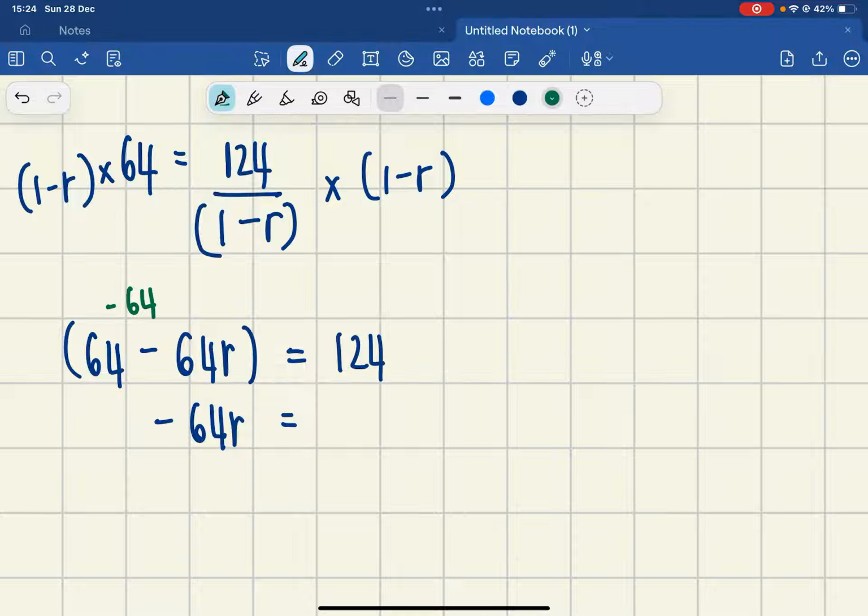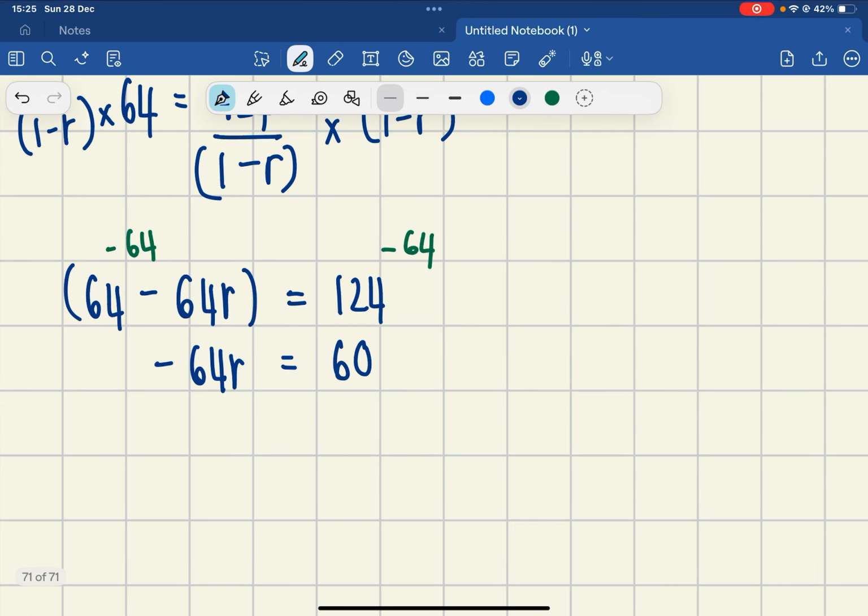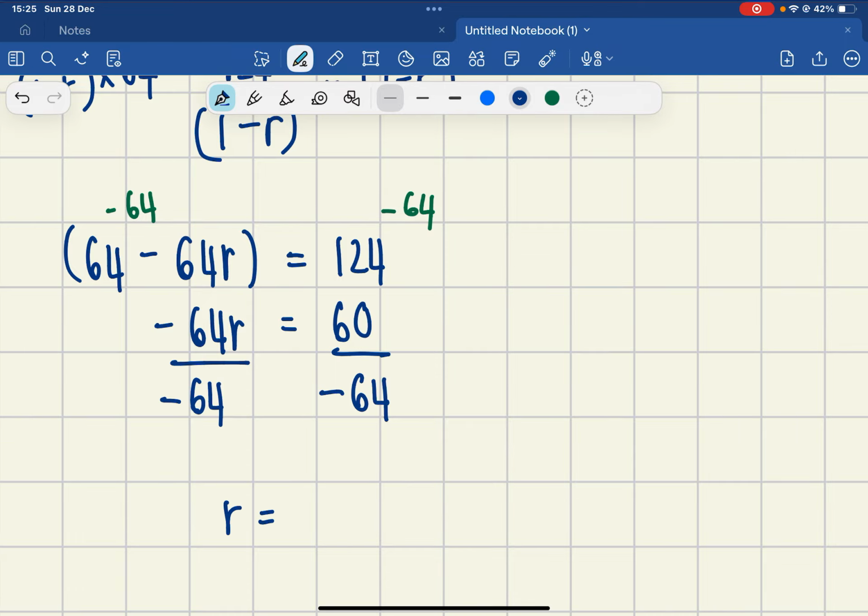Now negative 64r is equal to, obviously, what are we going to do? We're going to subtract 64 this side, and we're going to subtract 64 this side. And now we will have 124 minus 64, which gives us 60. So 60 would be this side. And then we divide by negative 64, and we divide by negative 64, boys and girls. And then our r value would be 60 divided by negative 64, which is negative 15 over 16.